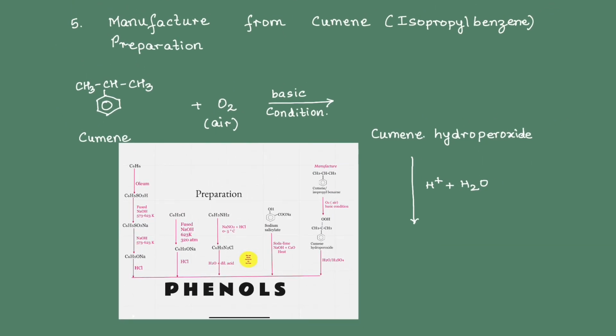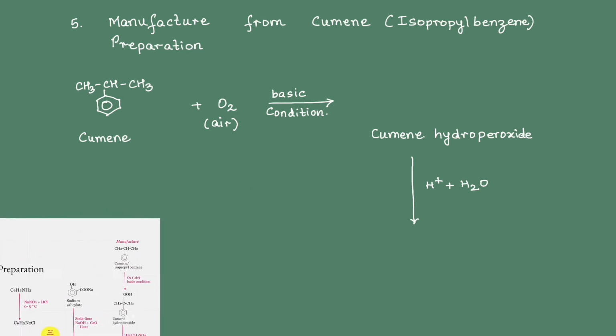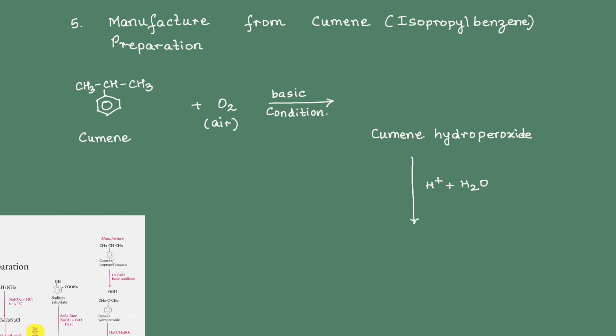So let's get going and writing the reaction. Go ahead, give it a try yourself. So we have cumene plus oxygen under basic conditions, hydroperoxide. So what is this peroxide? Peroxide means the linkage O single bond O. And each of the remaining valency of oxygen is still available for bond formation.